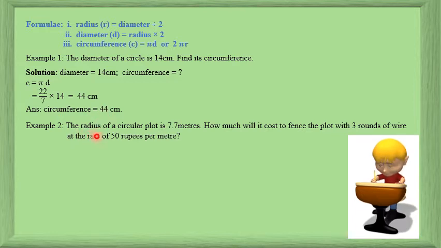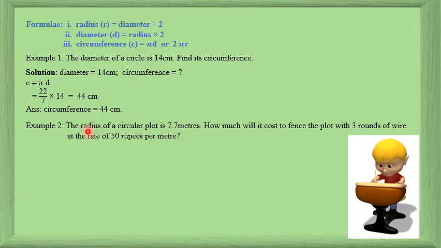Let's consider the other example. The radius of a circular plot is 7.7 meter. How much will it cost to fence the plot with 3 rounds of wire at the rate of 50 rupees per meter? First and foremost, just check if the units are the same. 7.7 meter is given, and the cost also is 50 rupees per meter. So which means if both the units are the same, you don't need to convert anything there.